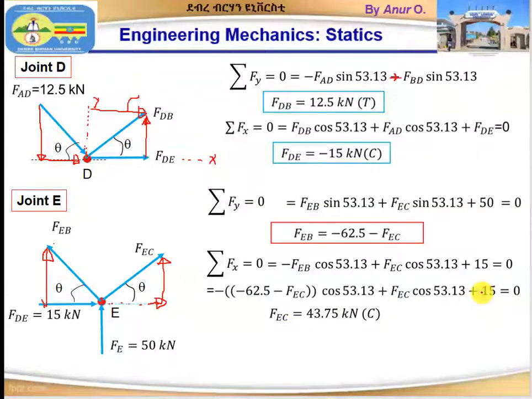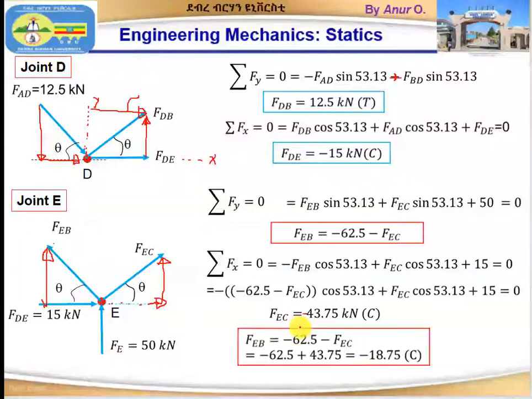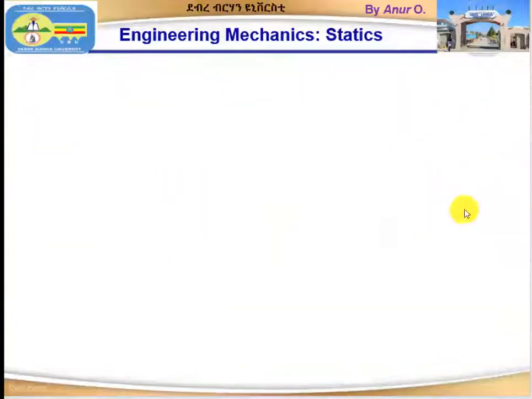Rearranging, FEC will be negative 43.75 kN, so it is compression. Next, FEB. FEB is equal to minus 62.5 minus FEC. Substituting the value, minus of minus 43.75 gives plus 43.75, so FEB is equal to negative 18.75 kN, compression. Okay.